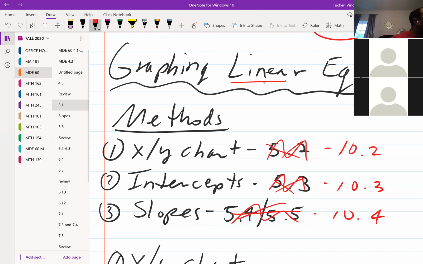All right, so that's how this will be broken up for you guys. Just generally graphing using your XY chart would be 10.2. Graphing using your intercepts, 10.3. And then at 10.4, we'll be using our slopes to graph.